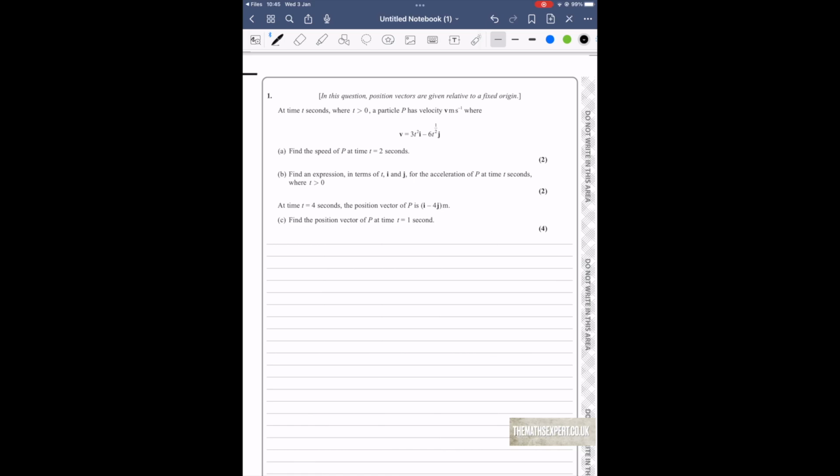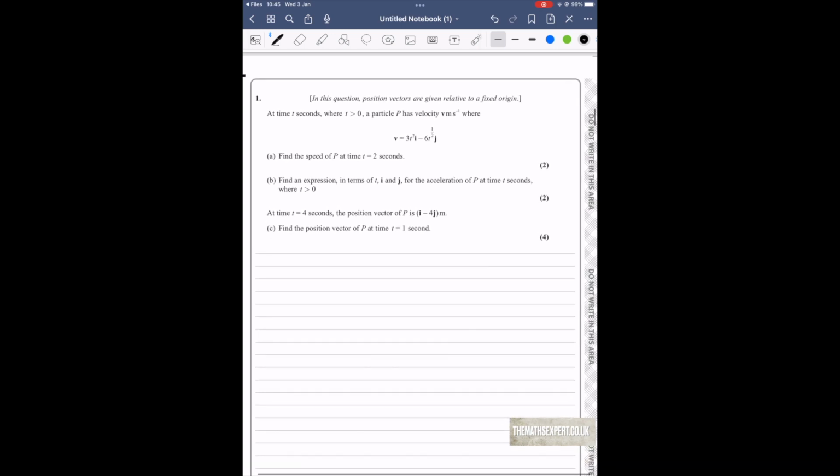Okay, so first things first, let's look at this. We have a question here, and it's essentially a speed question which is given in vectors. I prefer to write my vectors like this. However, you can write it this way as well and not be in trouble. So we're going to do it both ways, okay? First off, the normal way they've done it. We're going to do question A.